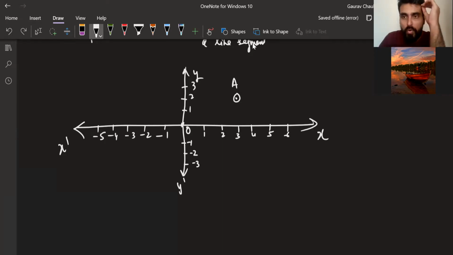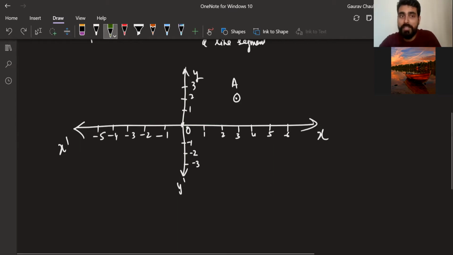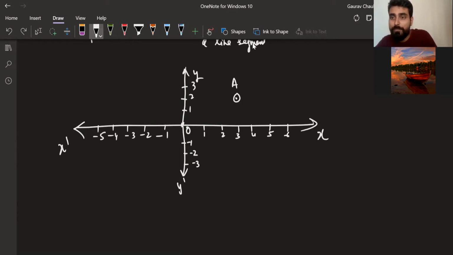Now, if you have to tell someone where the point A is, the origin is fixed, the x-axis and y-axis are fixed. Now you have to tell someone where is the point A. What are you going to do? You're going to say, to reach point A from the origin, you go 3 steps to the right. That is 3 steps on the x-axis.